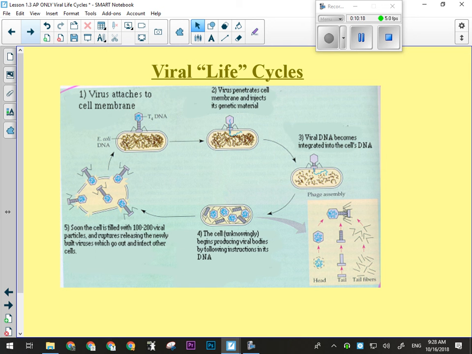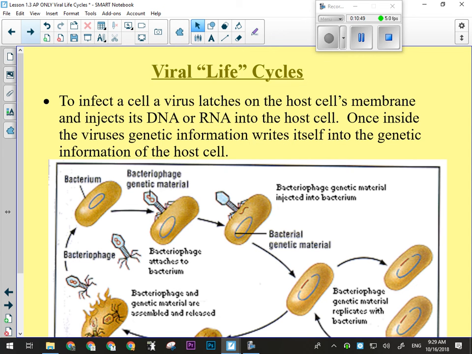Okay, and then the cell will be filled with 100 to 200 viruses, depending on the cell. It could be even 1,000. Okay, and it pops and out they come, and then they go off and infect other cells. Now, again, if they're not able to infect a cell within a few minutes, the virus just breaks down and it's dead. But if they do happen to come into contact with a cell during that short period of time, which is pretty likely because you're made of cells and they're everywhere, then they will attach and cause the infection to spread.